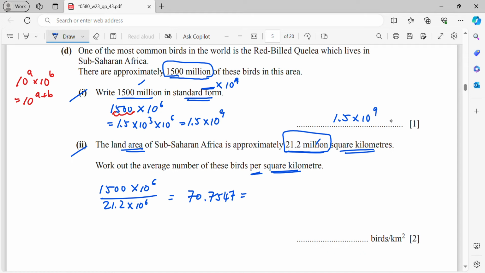That will be 70.7547. And now we know that birds cannot be in decimal, right? I mean, it can be in decimal, but this is too many decimals, so I will just round to 3 significant figures. So look at the next value, which is 5 and above, so I have to round up. Therefore, you will be getting 70.8 birds per square kilometer. Because the numerator is the number of birds, the denominator is square kilometers. So per means divide. Okay, so that's the working for this question.